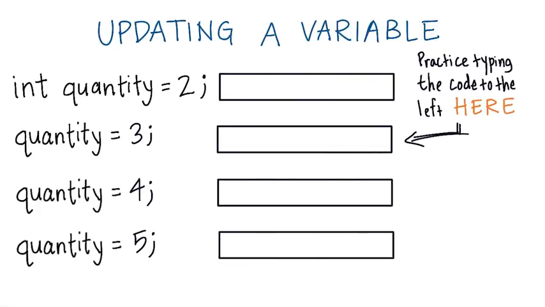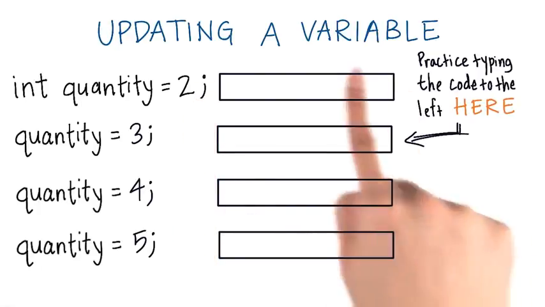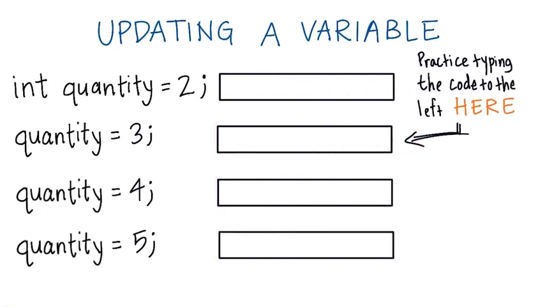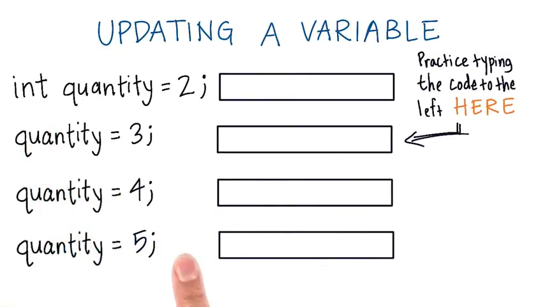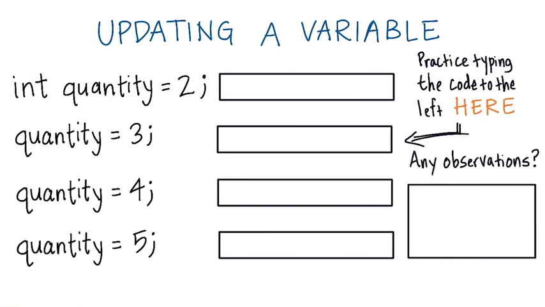For this quiz, I want you to practice typing out these lines of code in the text fields provided. This will give you practice in creating an integer variable and updating it in Java. Pay close attention to each character and symbol as you type this out. When you're done, do you have any observations about the format of the code that you just typed out? For example, do you recognize any patterns? Enter any observations in this text field here.